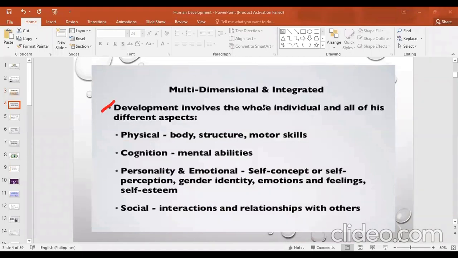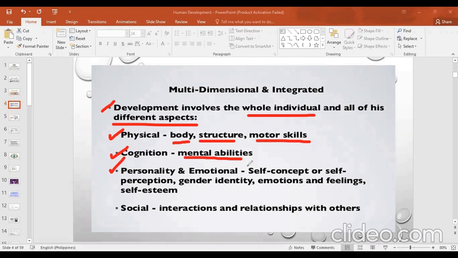So development involves the whole individual and all of his different aspects, such as your physical. It has something to do with your body, structure, and also motor skills. It can be your cognition, such as your mental abilities. It has something to do also with your personality and emotional. It includes your self-concept or self-perception, gender identity, emotions and feelings, and also your self-esteem, and also your social interactions and relationship with other people.